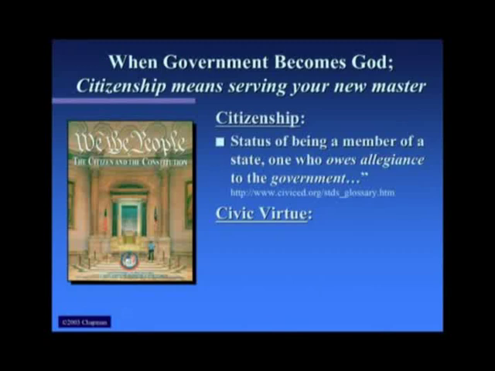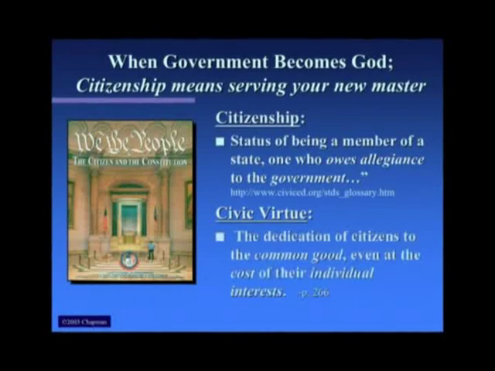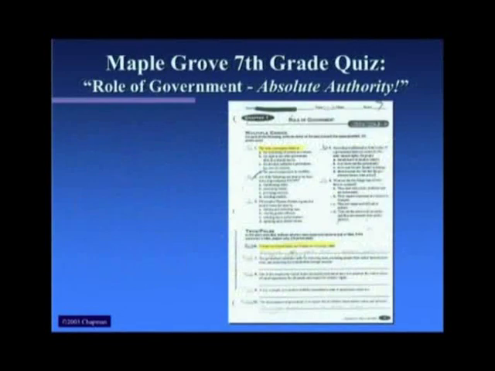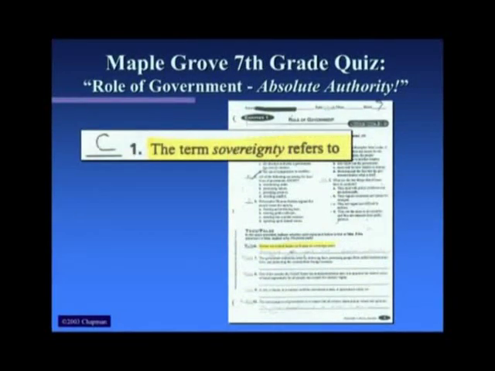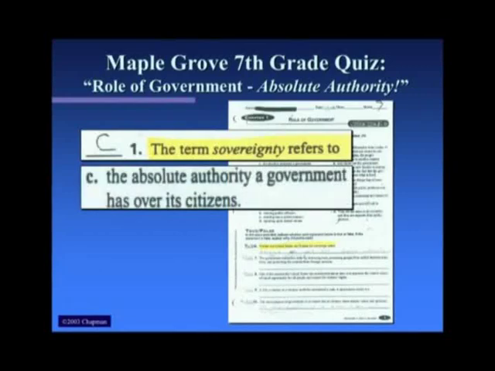You're wary now. Not under the new definition: the dedication of citizens to the common good, even at the cost of their individual interests or rights. This is a Maple Grove 7th grade test. The term sovereignty refers to the absolute authority a government has over its citizens. This is a correct answer.